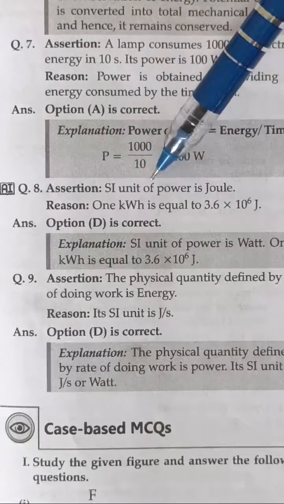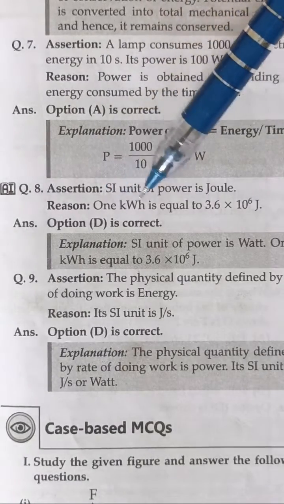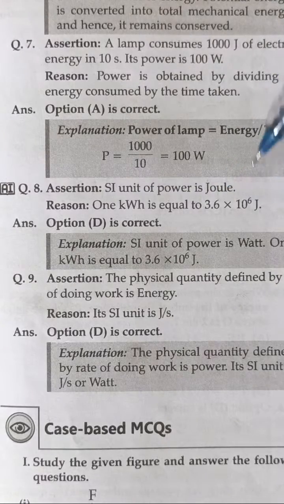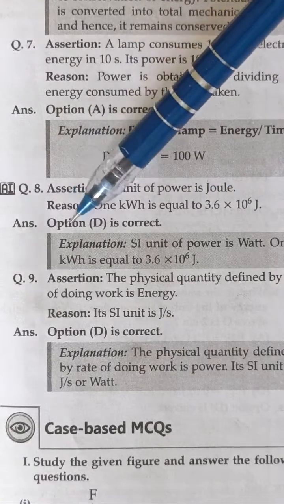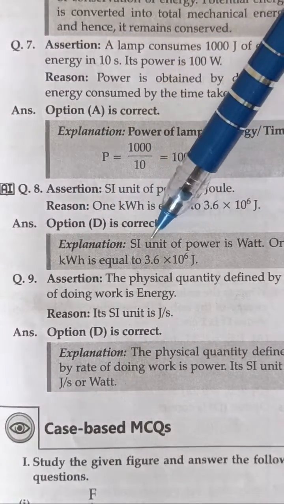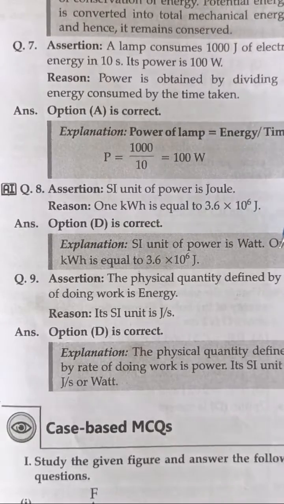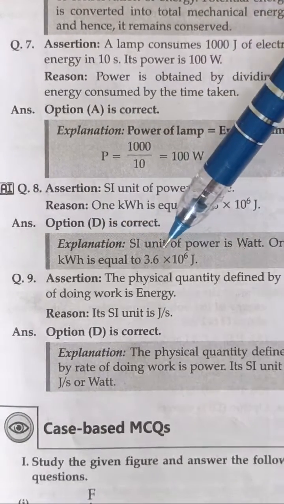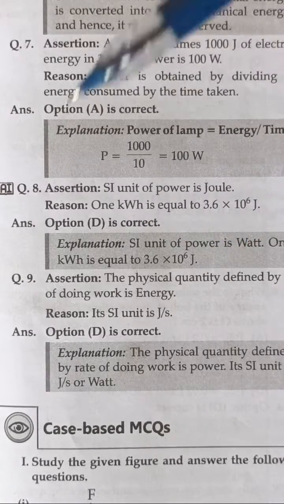Assertion: a unit of power is joule. Reason: 1 kilowatt hour is equal to 3.6 into 10 raised to 6 joules. Option D is correct. SI unit of power is what? 1 kilowatt hour is equal to 3.6 into 10 raised to 6 joule.